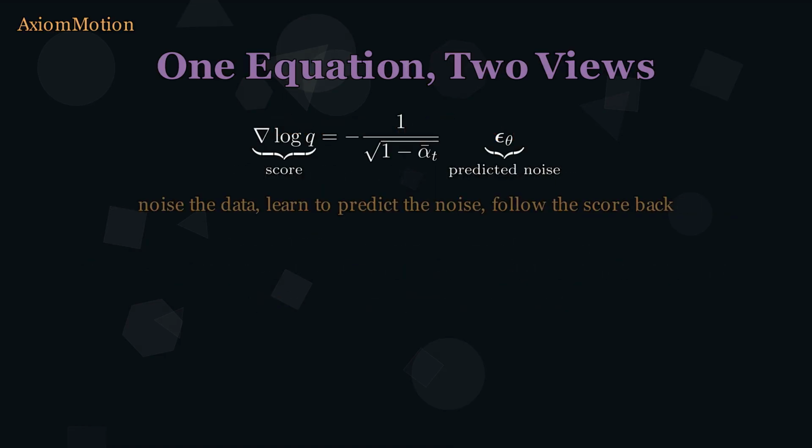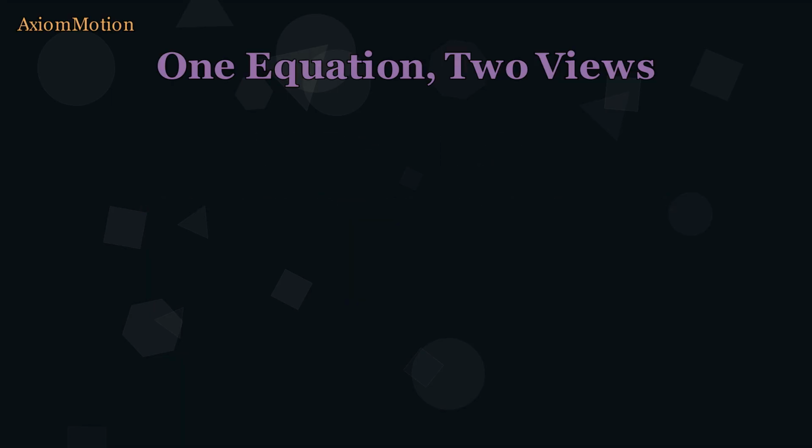So here is the whole idea, on one line. Destroy structure with noise in tiny Gaussian steps. Train a network to predict that noise, which is the same as learning the score of the data. Then follow the score back, and noise turns into something new. No magic, no memorized gallery, just a forward process you can write in closed form, and a reverse process you can learn.